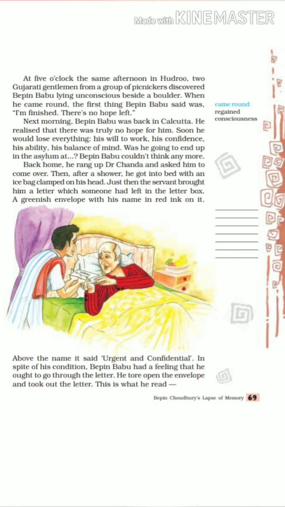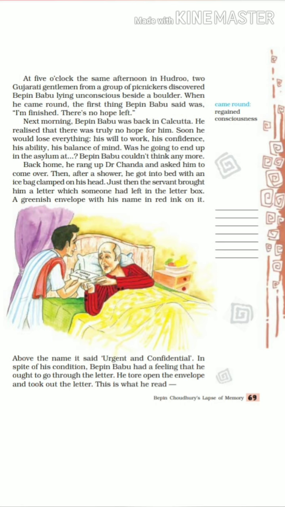This letter was put into the letter box by someone. This letter was inside a greenish envelope, and on this envelope there was a name written in red ink, and this name was Bipin Babu's. Above the name, it said, urgent and confidential. In spite of his condition, Bipin Babu had a feeling that he ought to go through the letter. He tore open the envelope and took out the letter. This is what he read.